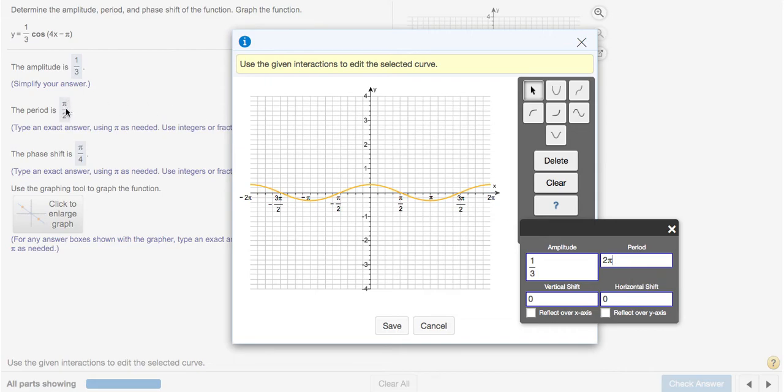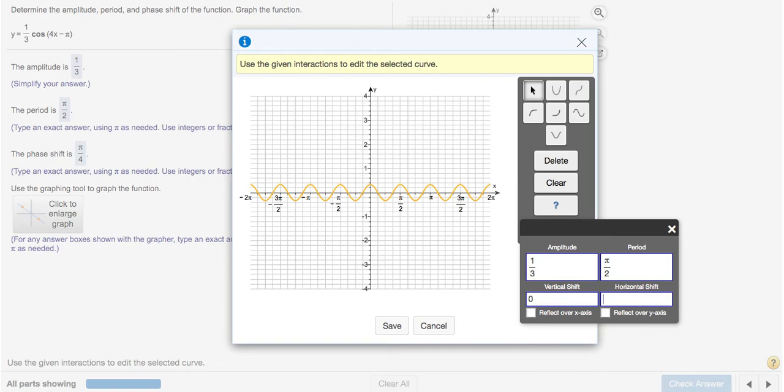So this thing here, I'm going to delete the 2 and just put divided by 2. Okay, so that's the period. So it's shorter, and we get more oscillations as we go from 0 to 2 pi. In fact, you get one period of this cosine function as we go from here to here, which is pi over 2. Now there's also this phase shift, and that's affecting your graph horizontally because it's changing the x values.